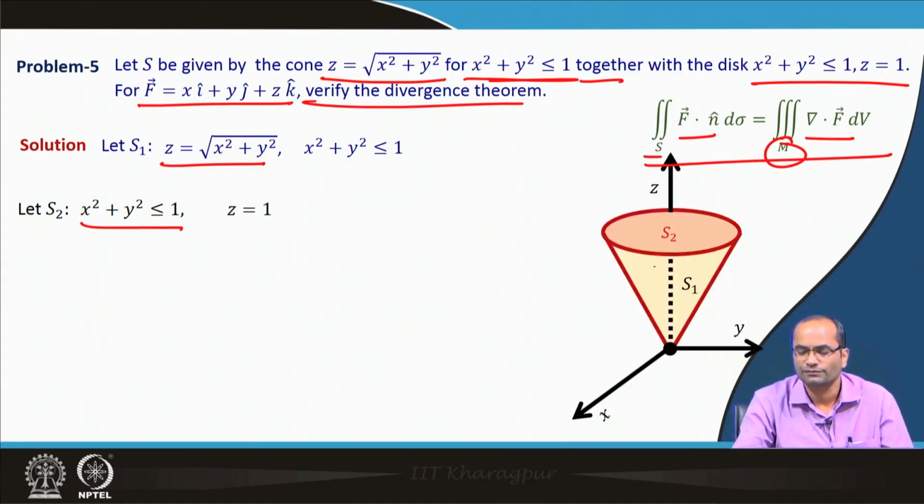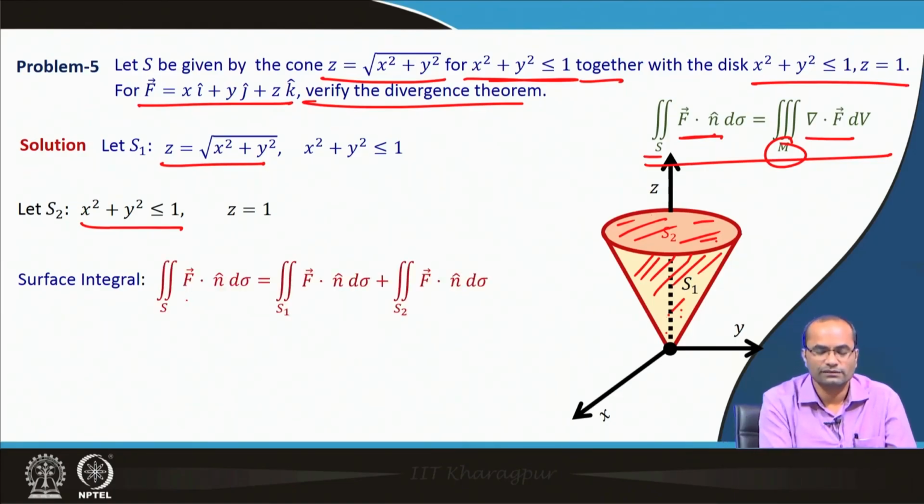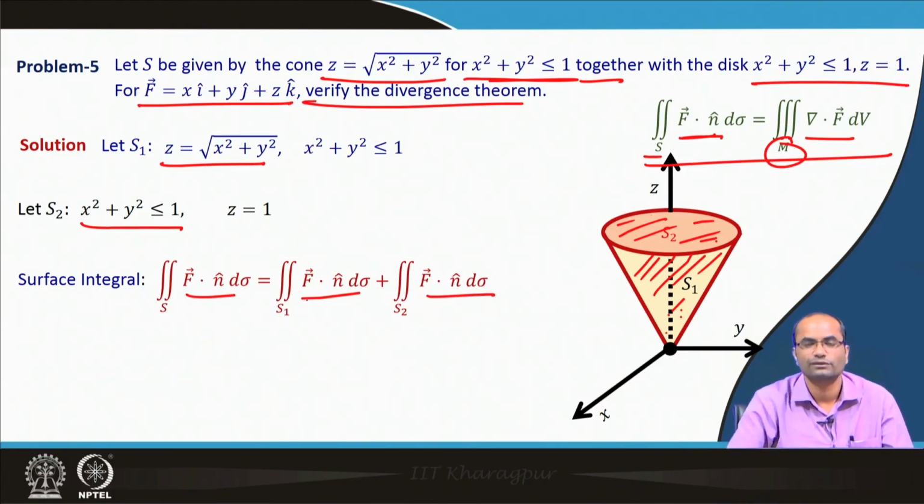So, this is the situation. This cone is denoted by the surface S1, and its cover we have denoted by S2. So, if we compute the surface integral first, that means we have two surfaces, S1 and S2. So, we have written this integral as two integrals, over S1 and over S2, of f dot n. So, for the S1 surface we need to compute the normal.